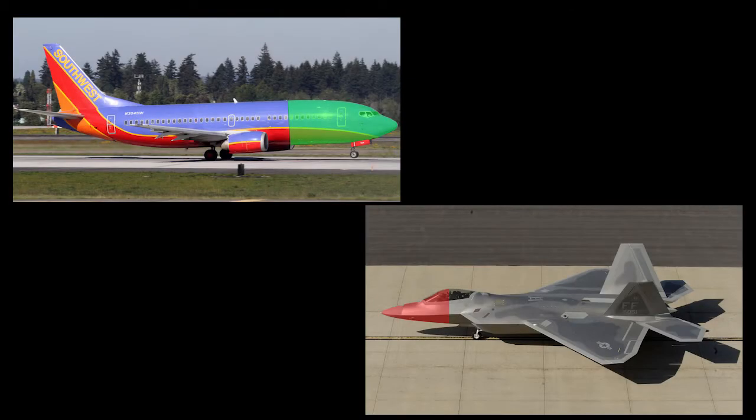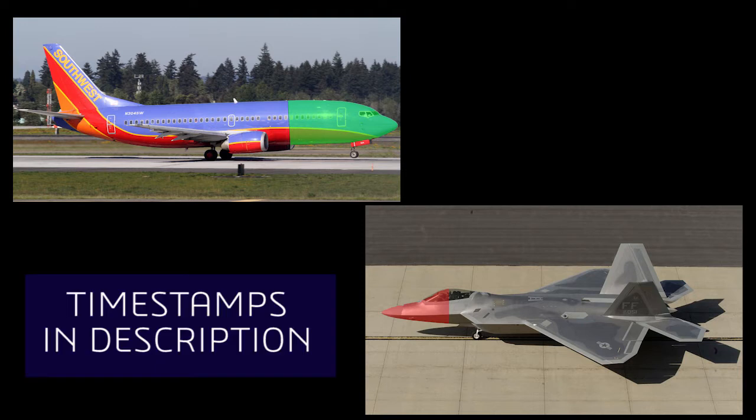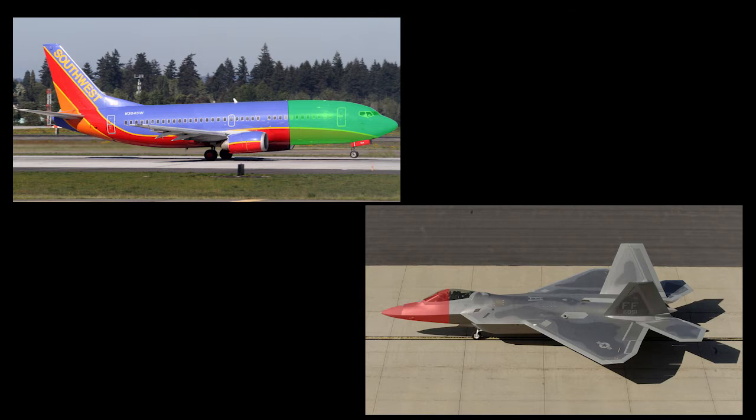So let's get started. For this video, we'll be designing the front fuselage of two airplanes. The first one is the Boeing 737 and the next one is the F-22 Raptor. I'll be putting timestamps in the description box, so if you want to skip to a specific airplane, you can jump there. And let's get started.